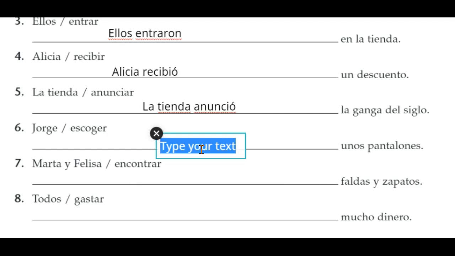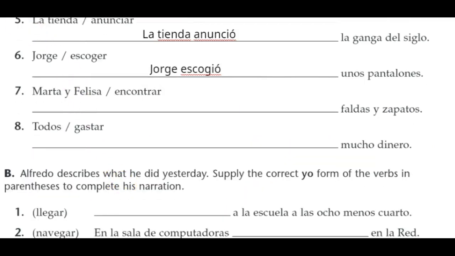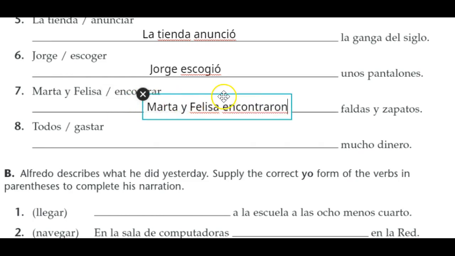With Jorge, it's él, right? He. So we want to say Jorge escogió. He chose, right? Jorge escogió unos pantalones. He chose some pants. Marta y Felisa. Again, we want to go to they and encontrar. Marta y Felisa encontraron. They found faldas y zapatos. So they found skirts and shoes.